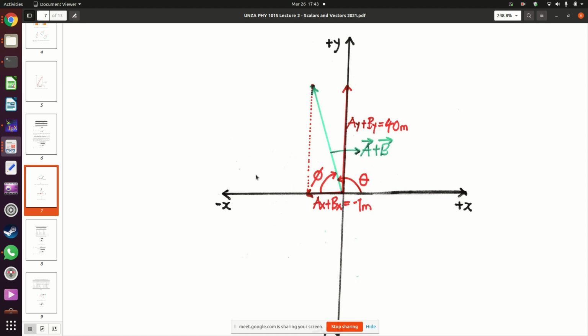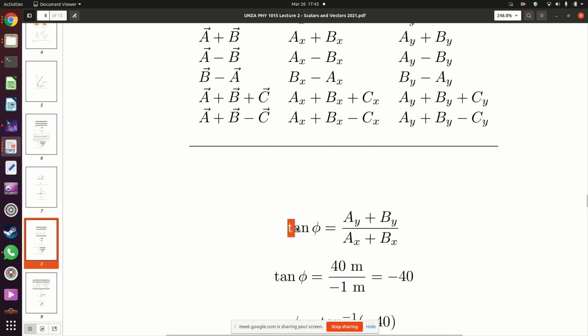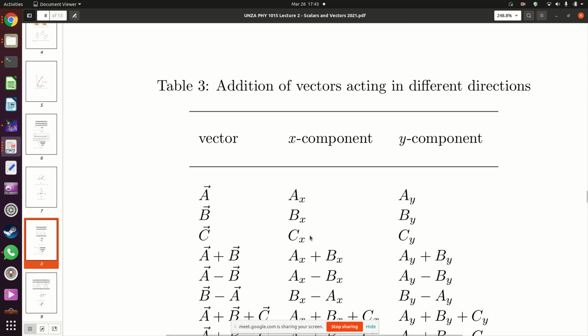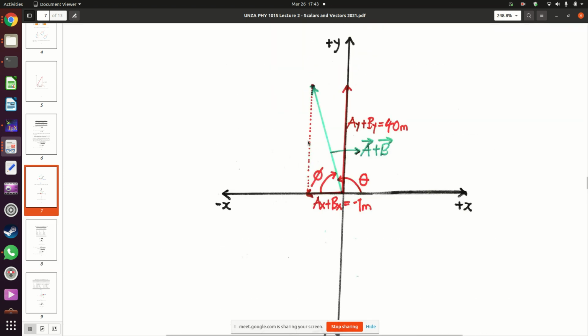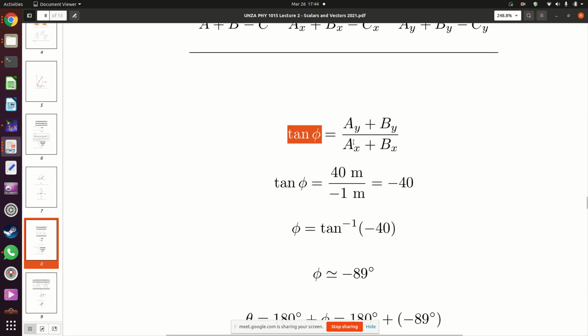So the next step is to find phi. We write tan phi is equal to the opposite, AY plus BY, which is 40 meters, divided by the adjacent of the triangle, AX plus BX, which is -1 meter. So 40 meters divided by -1 meter gives you -40. So tan phi is equal to -40.